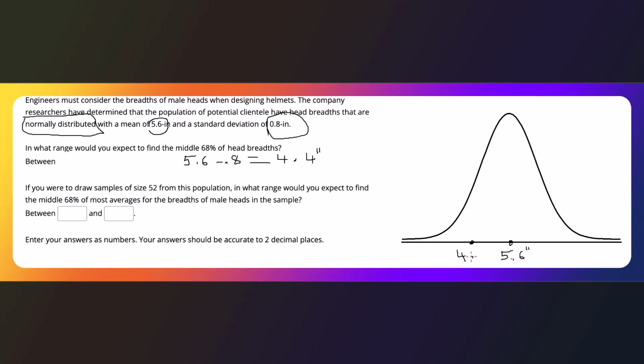4.4 inches. And then my upper bound would be 5.6 plus 0.8, that is 6.2 inches. Okay. All right. So this is from the standard information. But say we want more accurate information, so what we would do is this.